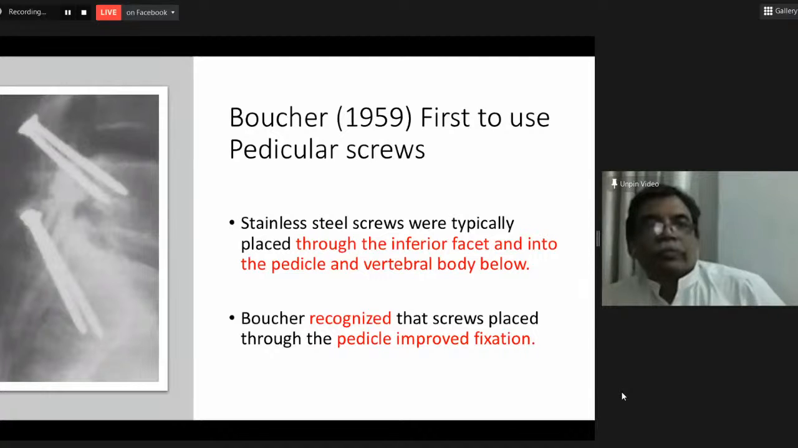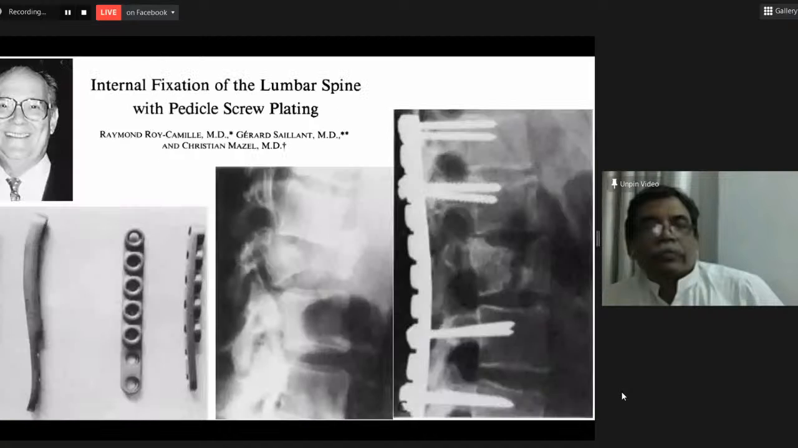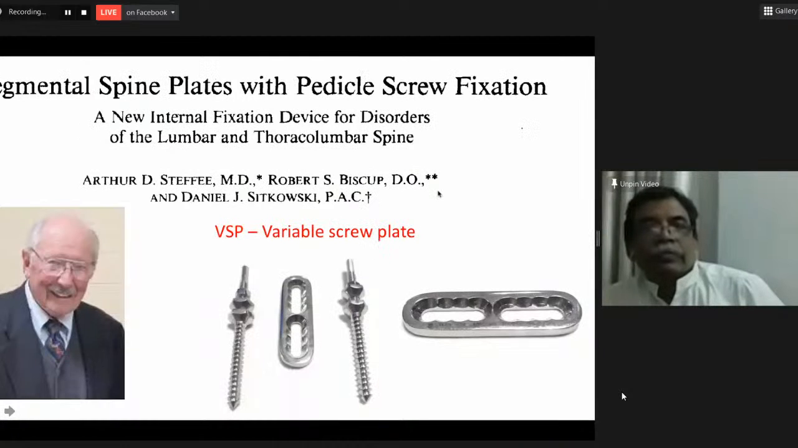So Boucher actually tried to pass the screw through the facet and he went into the pedicle, and he recognized that the pedicle gives improved fixation. This one is a new invention where the plate was used on the spinal column. Here the screws were passed through the plate holes, and Roy-Camille was the person who tried this. Now the only restriction was, suppose you want to put a plate there and you do not have the hole there, then there is a difficulty. So Mr. Arthur Steffee solved this problem. He first put the screw, and on top the plate was put.